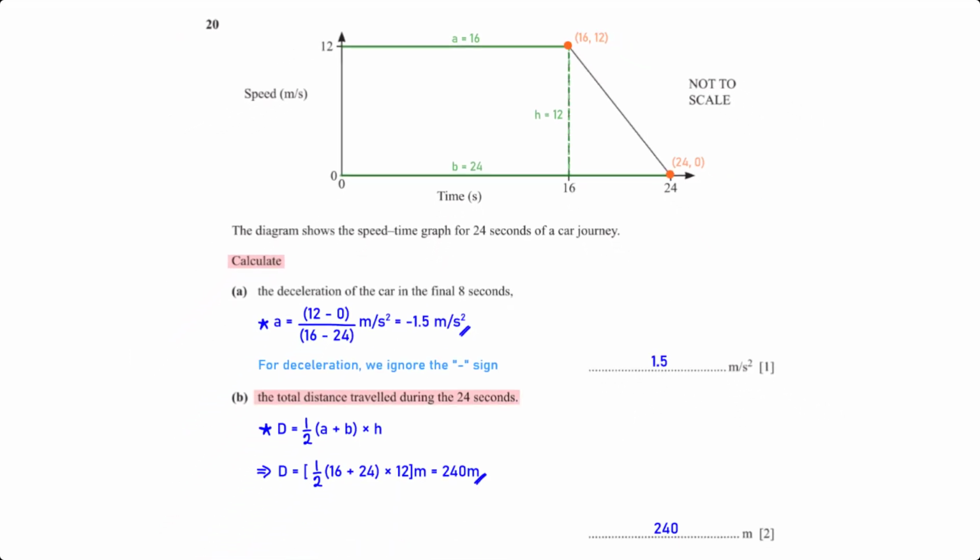Calculate the total distance traveled during the 24 seconds. The area under a speed-time graph gives us the distance traveled. The area under the graph for the 24-second journey is in the shape of a trapezium. Here is the formula for the area of a trapezium. A plus B, which is the sum of the parallel sides of the trapezium, is 16 plus 24. H, which is the height, is 12. This gives us 240 meters.